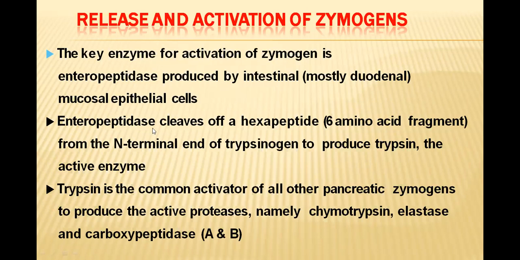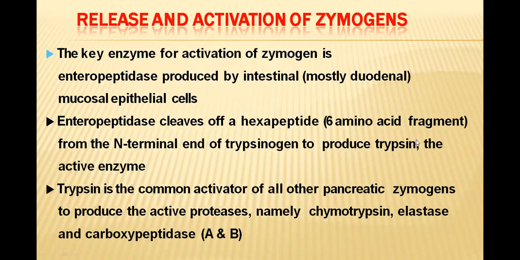This enteropeptidase enzyme cleaves off a hexapeptide from the N-terminal end of trypsinogen to produce trypsin. So trypsinogen will react with enteropeptidase, which will cleave a hexapeptide. Hexapeptide means a small fragment of the protein, having six amino acids. So the six amino acid fragment will be cleaved from trypsinogen at the N-terminal end. When this fragment is separated from trypsinogen, trypsin becomes activated.